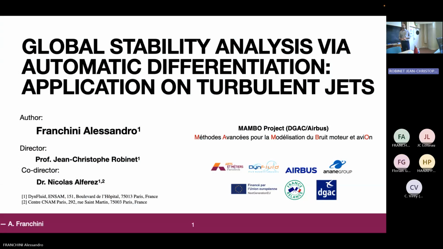Presenting the jury. This is the order that the questioning will be done also. So there are two rapporteurs, reviewers for the thesis: Neil Sandham from the University of Southampton and Lutz Lesshafft from École Polytechnique. Then followed by the examiners, who will be Peter Jordan from Pprime in Poitiers, Samir Beneddine from Onera, Grégoire Font from Airbus in Toulouse, and myself, Taraneh Sayadi from CNAM in Paris, and of course the two advisors, directors of the thesis, Jean-Christophe and Nicolas Alphax. So Alessandro, you have about 45 minutes, and then after that we'll continue with the questions.